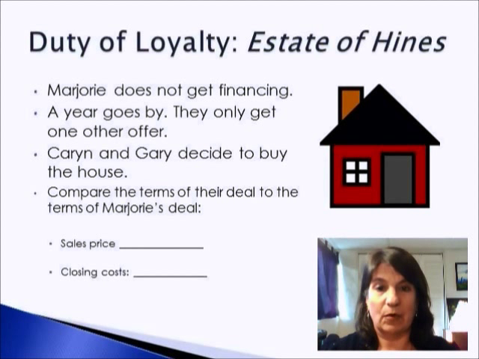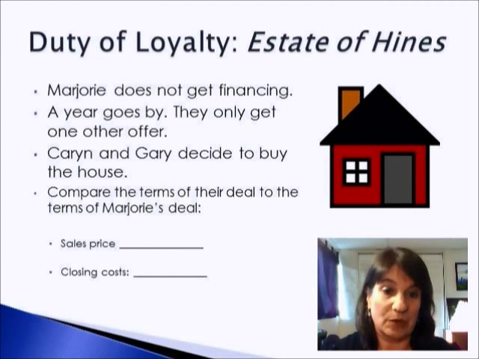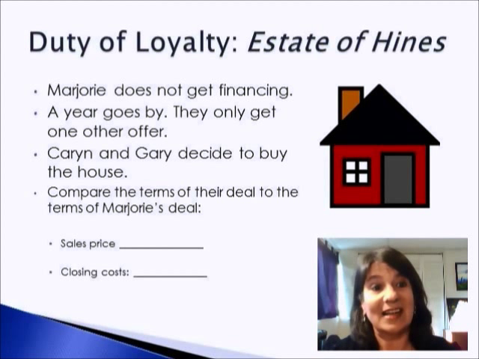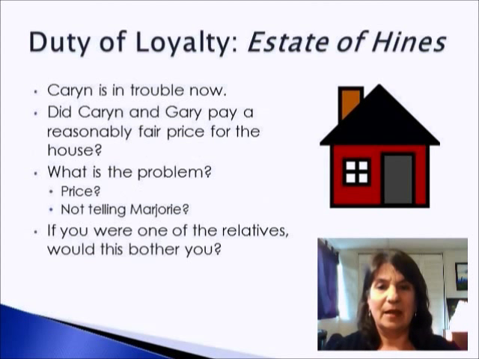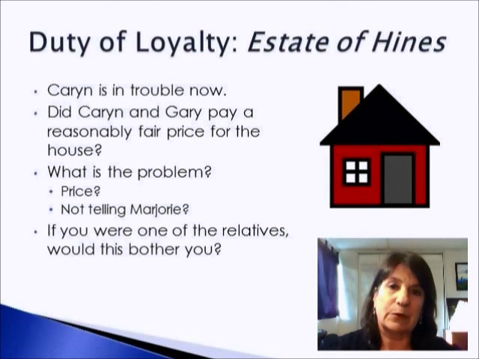So they only get one other offer in all that time, and finally Karen and her brother Gary decide to buy the house themselves. Now, you should go back to the casebook and look at the terms of their deal and compare them to the terms of Marjorie's deal. It's not exactly the same, but they're not that far off. But now Karen is in trouble. As you can imagine, Marjorie is not very pleased, especially because she wasn't informed.